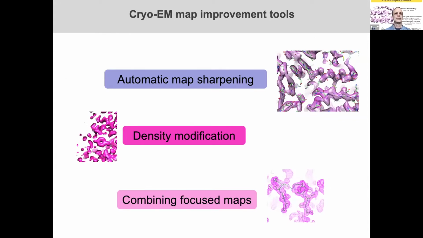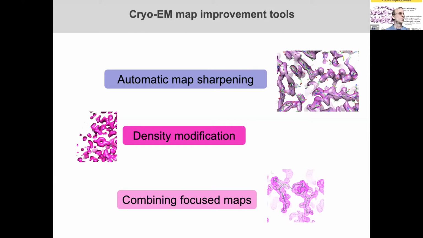And one of them is automatic map sharpening. And map sharpening is not going to fundamentally change a map. It's going to change its appearance. Density modification is going to fundamentally change the map in that it's going to change not just the relative weighting of coefficients as a function of resolution, but it's actually going to change the content of the map. And then the third tool we may or may not get to, depends on how long this takes, is combining focus maps to create a combination map that's kind of good everywhere in the map, not just in the parts that are the focus map.